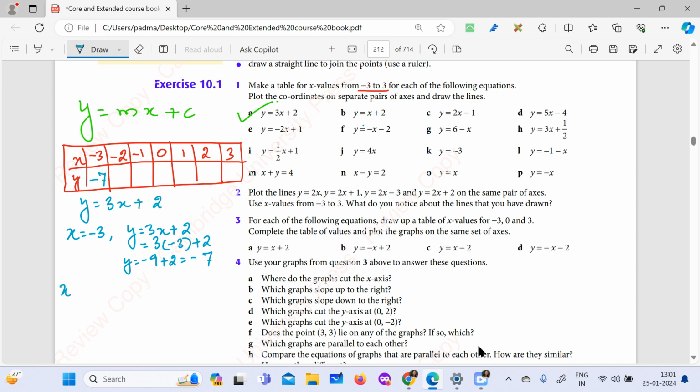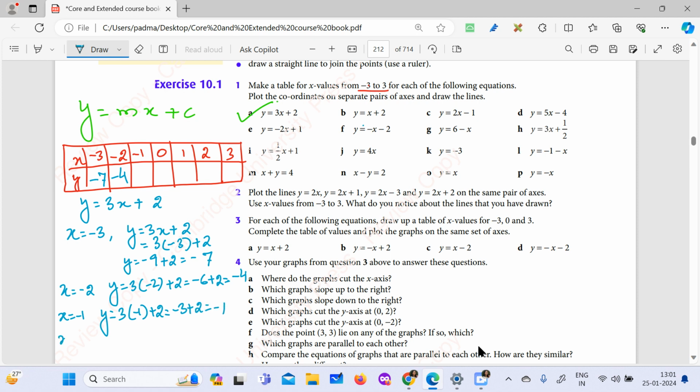Now we will do x is equal to -2. So y is equal to 3 times -2 plus 2, that is -6 plus 2, which is equal to -4. So I will write this here as well. Now next is x is equal to -1. I will substitute -1 in this equation. y is equal to 3, in place of x I am writing -1, plus 2, and you get -3 plus 2, that is -1.